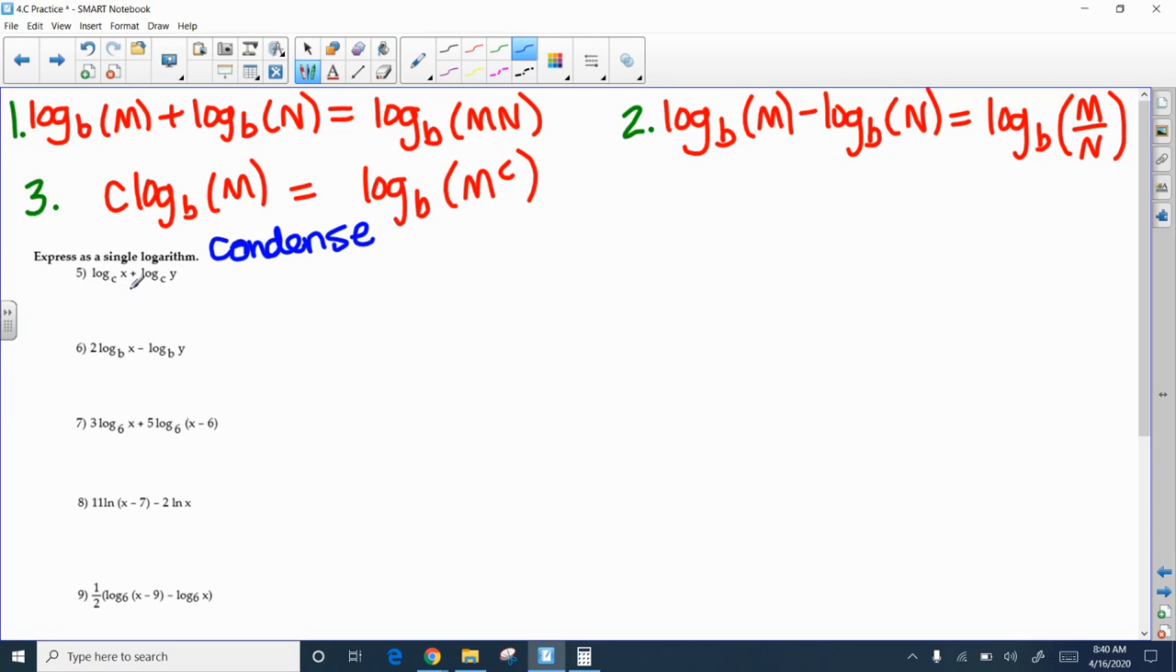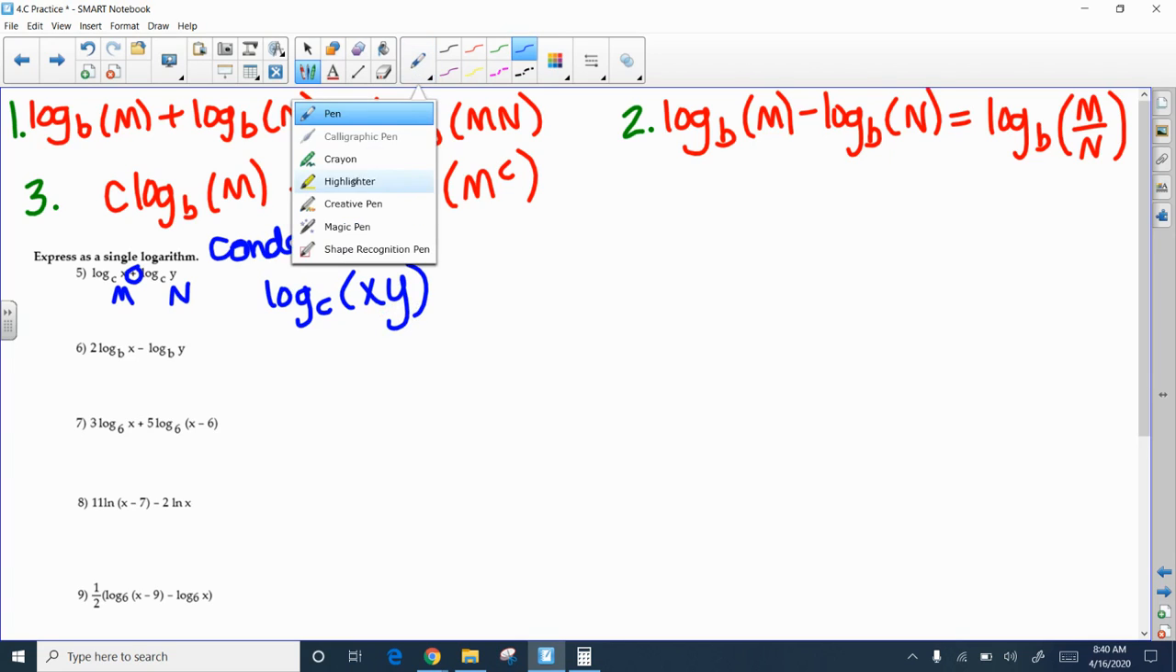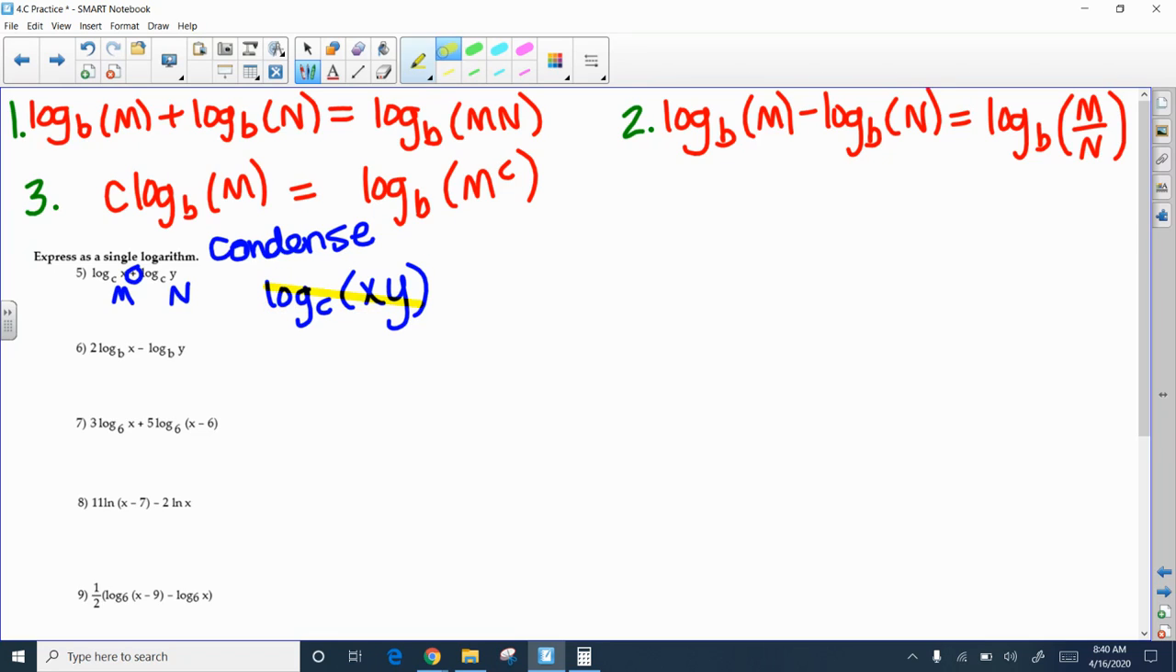Number 1, we have log base c of x plus log base c of y. There's a plus sign in between, so this is in the form log base c of m, the x is like the m, plus log base c of n, the y is like the n. So I can combine those into one logarithm, using property 1. It's going to be log base c of m times n, so it's going to be x times y. To write x times y, we just write it like this, xy. And that's it. This was only using one of the properties there.